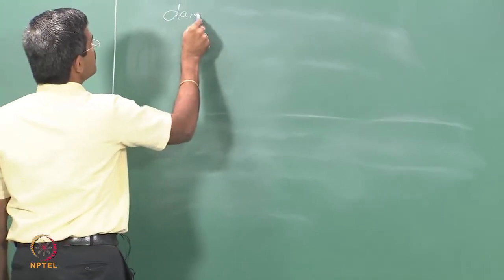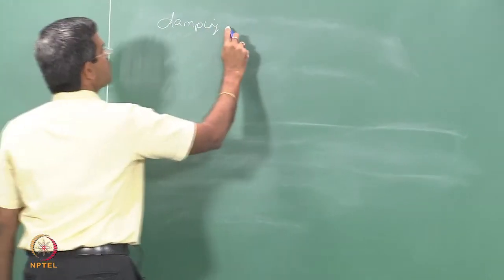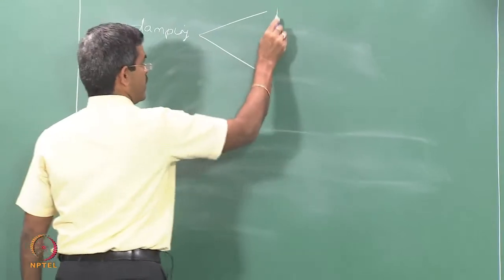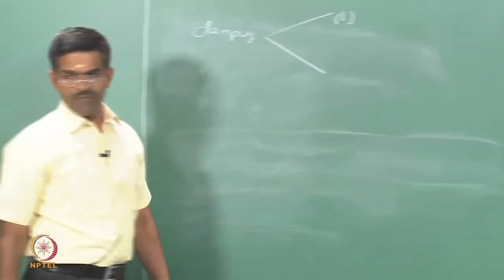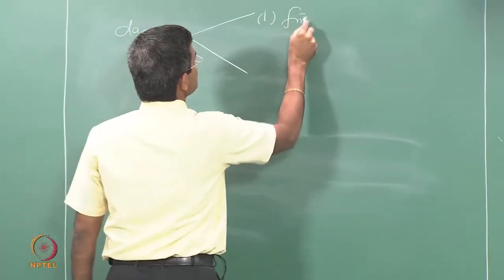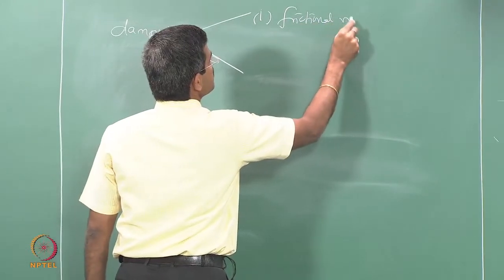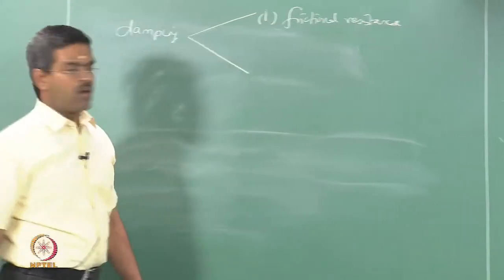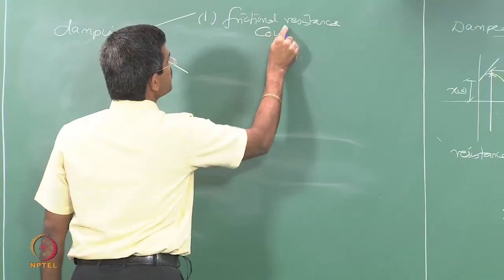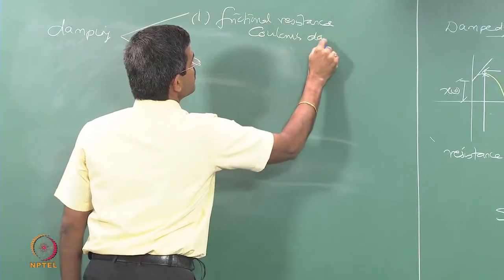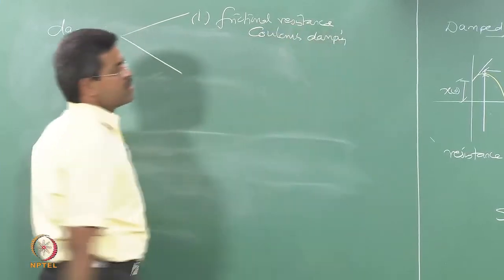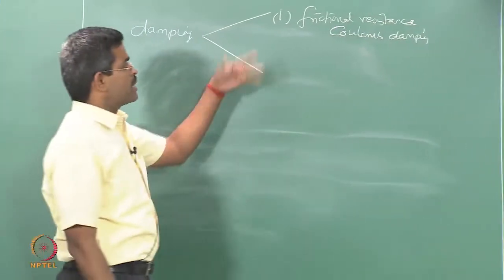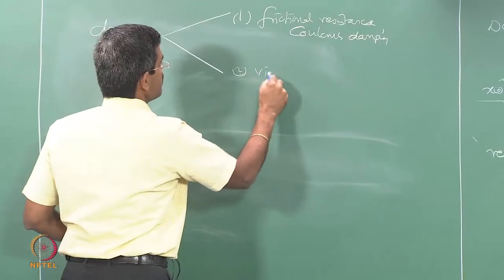Damping can come from two sources. One, it can be from the frictional resistance, which is called Coulomb damping. The other one comes from hydrodynamic damping, which is viscous damping.